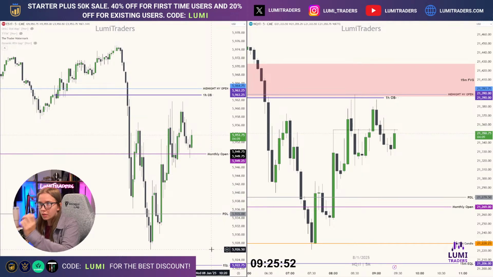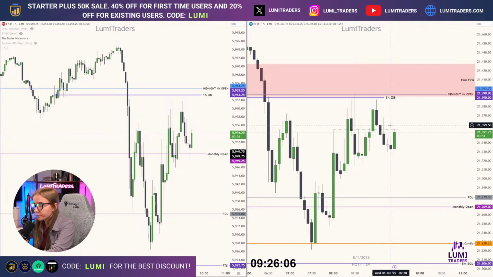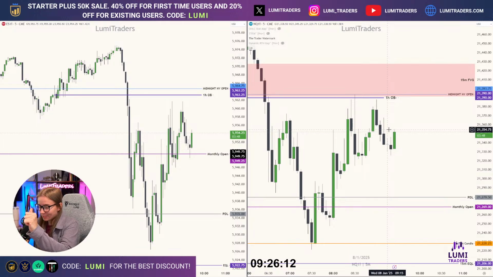So let's see. This equal low still remains a key level for me, as we have exactly the same equal lows on NQ. Failed, but look at this solid reaction from this flat candle. That's crazy. All the way up to this 1 hour OB. So since I can anticipate some sort of choppy price action, I decided to look for a potential trade before market open.